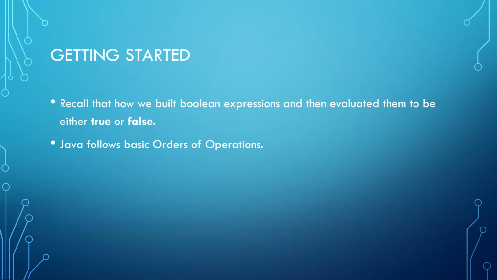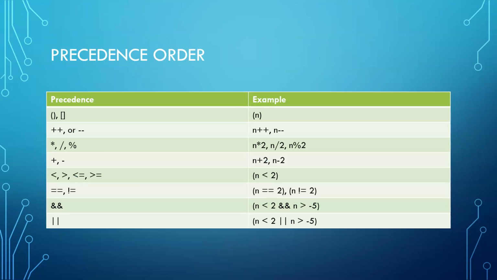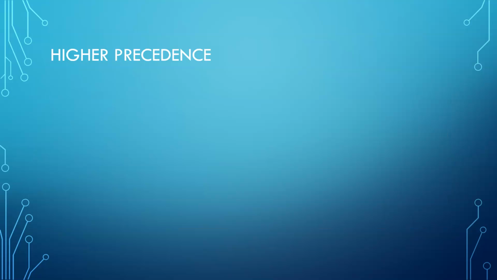Now, Java, of course, will follow the basic order of operations. Additionally, parentheses can also tell Java the precedence order. However, if two operations have the same precedence, then Java will use associativity to determine which operation to do first. If we look at our precedence order here, we can see we have several different levels of precedence, such as parentheses, the increment or decrement, our arithmetic operators, such as multiplication, division, modulus, addition and subtraction. Then we have our inequality symbols, and near the bottom we have the and, or.